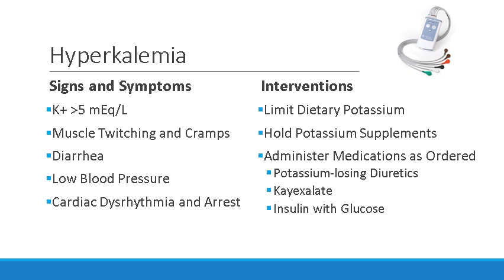Interventions, we're going to make sure that our clients limit dietary potassium. So if they have high blood levels of potassium, they should not be eating a lot of foods that are high in potassium, because that's only going to increase those values or inhibit them from dropping. Hold any potassium supplements. So this would be the potassium oral pills that are given. Administer medications as ordered. Potassium-losing diuretics such as furosemide may be ordered.